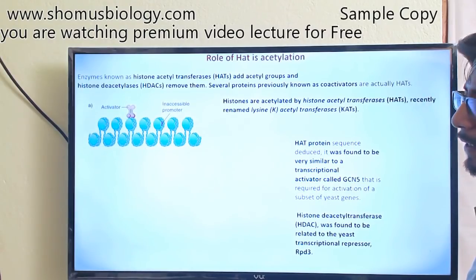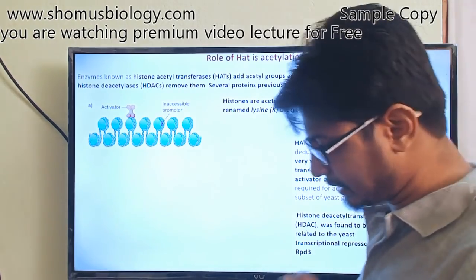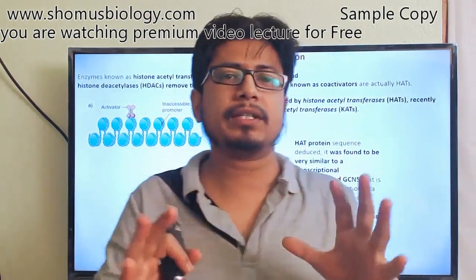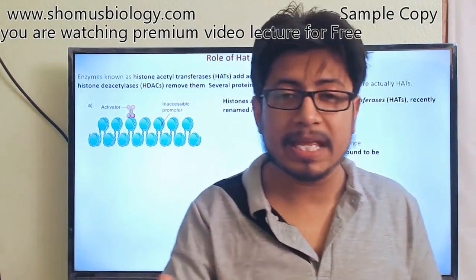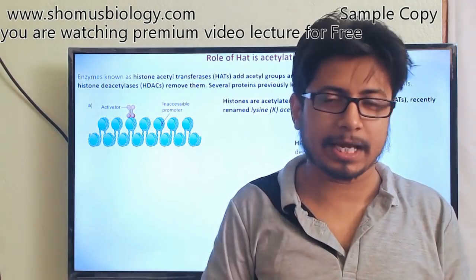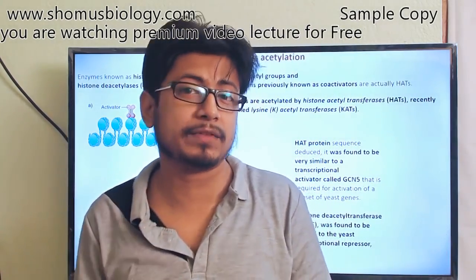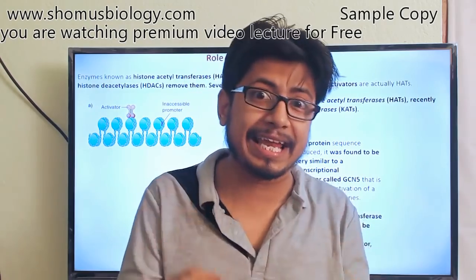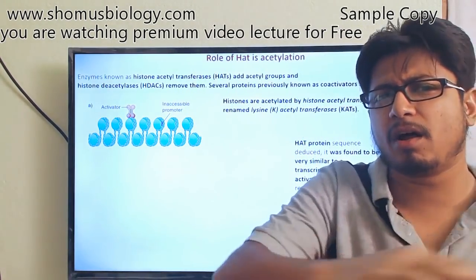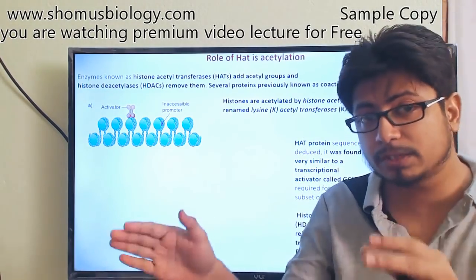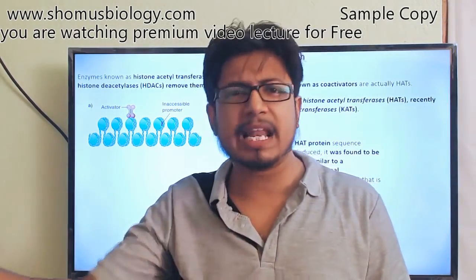So what does HAT do? HAT simply attaches an acetyl group to the histone. Where exactly do they attach the acetyl group? When we look at the structure of histones H2A, H2B, H3 and H4, all of them have a C-terminal and an N-terminal side of the chain. That N-terminal side of the chain of the histone is known as the N-terminal domain or N-terminal chain. That N-terminal chain contains a lot of amino acid sequences, and among those, there are many lysine residues.